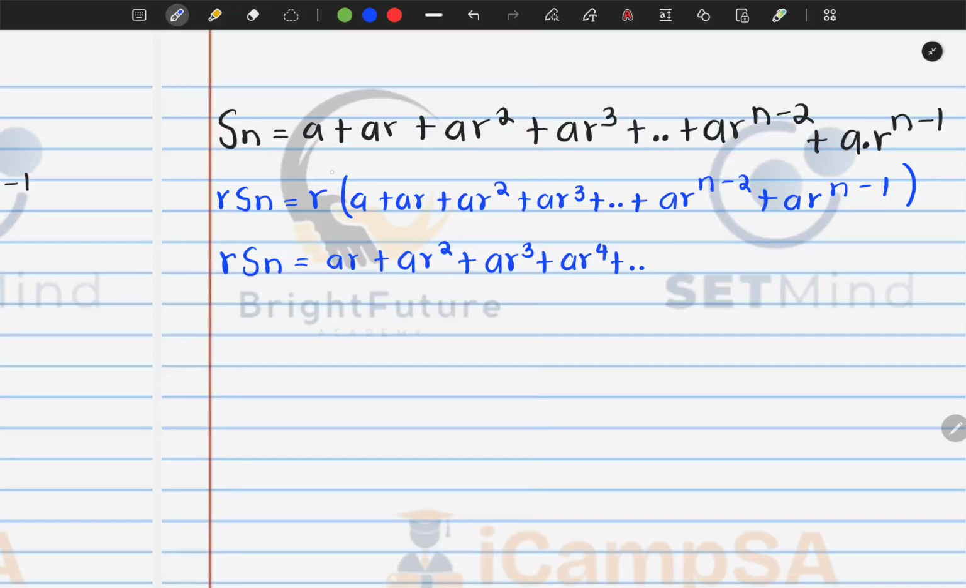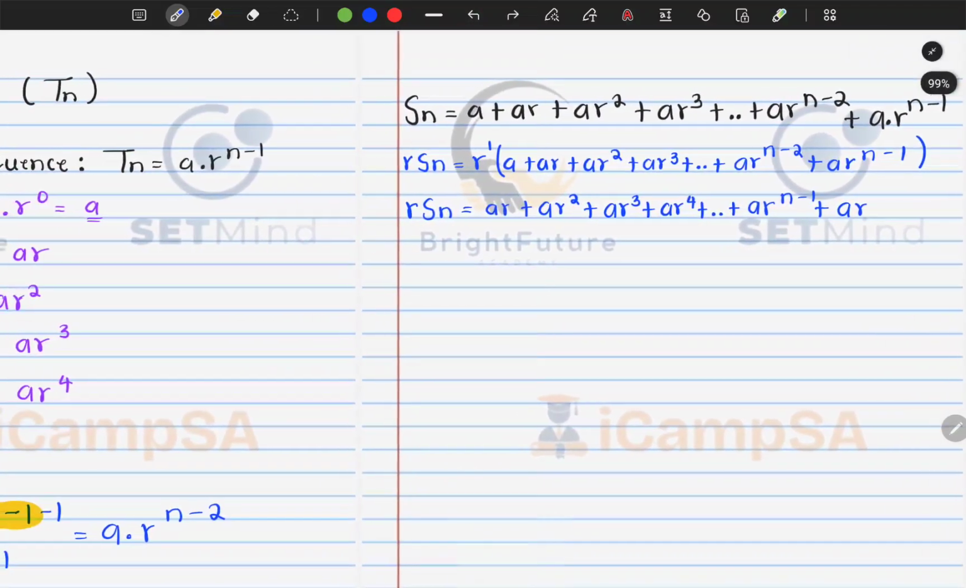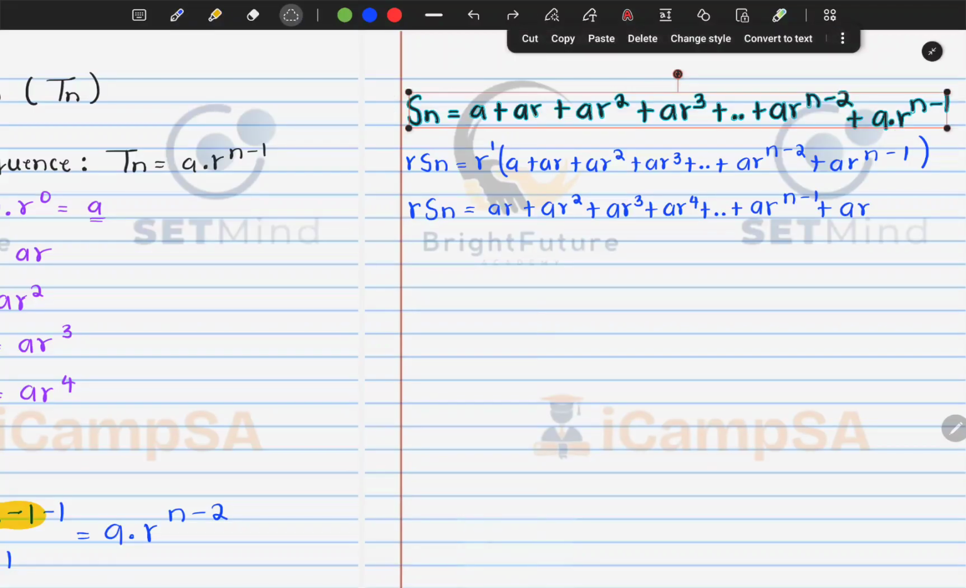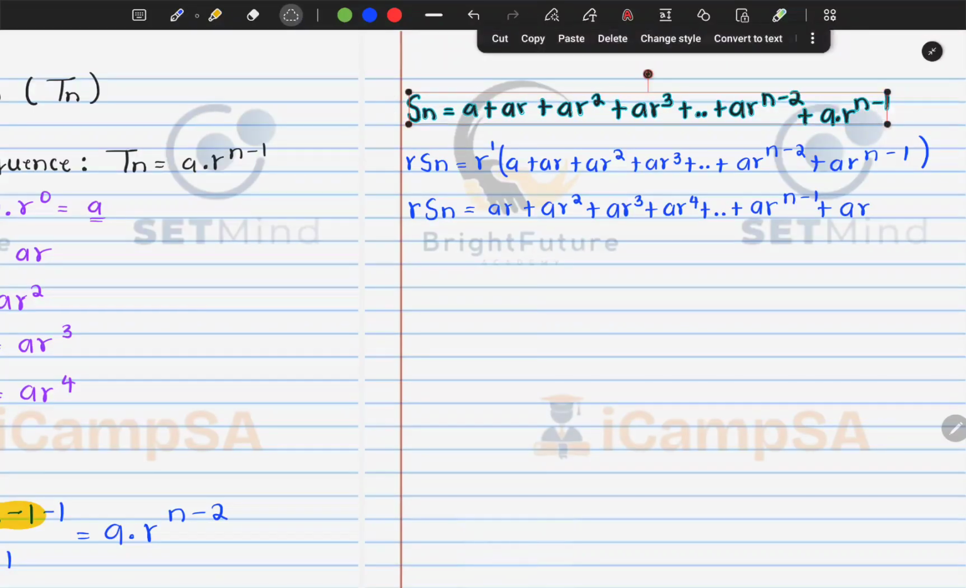So now we've added one R. If we add in an R there, you will see that that term will be AR^(n-1), and the last term will just be AR^n, like this. That is what happens when we take the first one, the Sn, and then we multiply it by R.